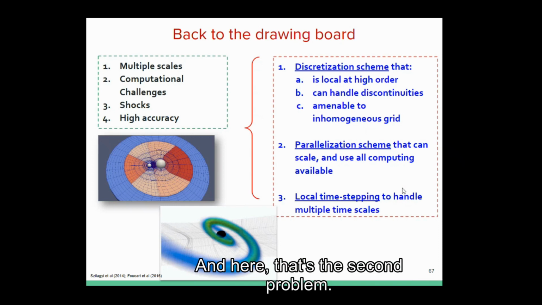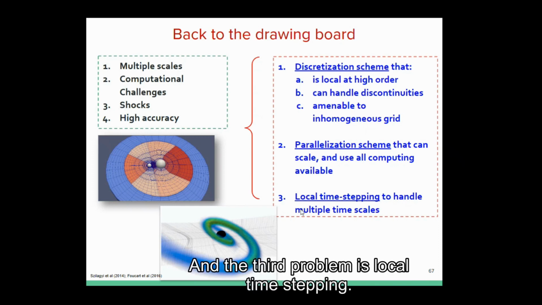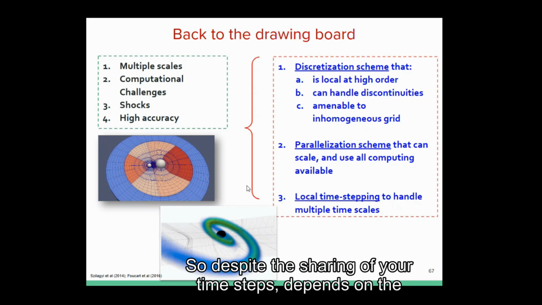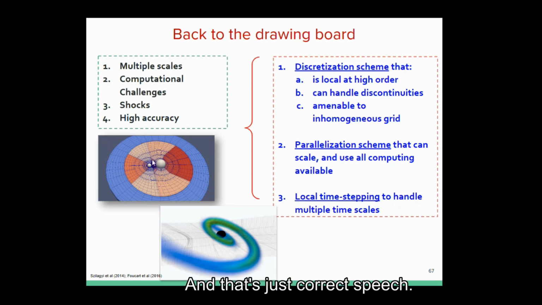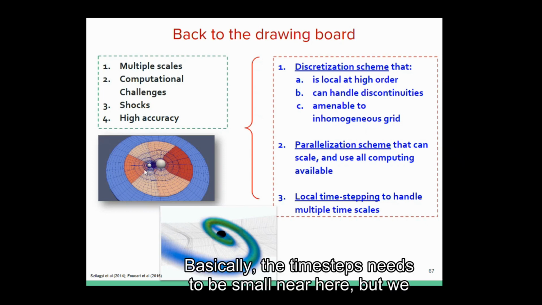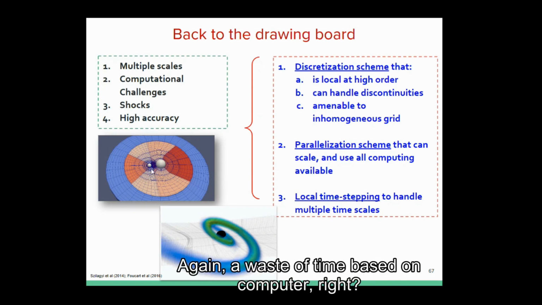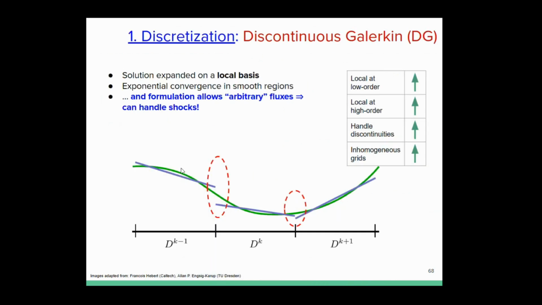That's the second problem. And the third problem is local time stepping. It's quite related. And Bhargav already touched on the CFL condition. So the size of your time steps depends on the smallest cell size and the fastest characteristics. Basically, the time step needs to be small near here, but we are taking equally small time steps everywhere. Again, a waste of time, a waste of computing, right?